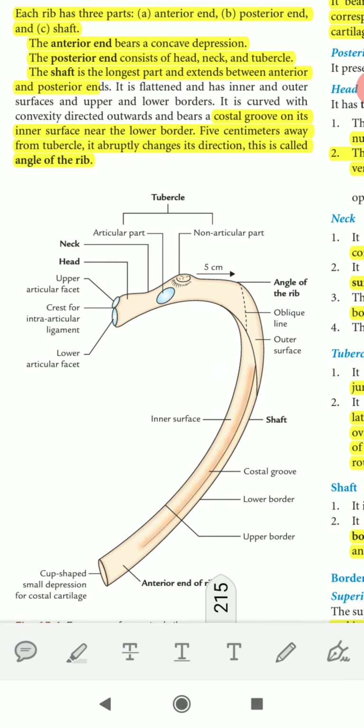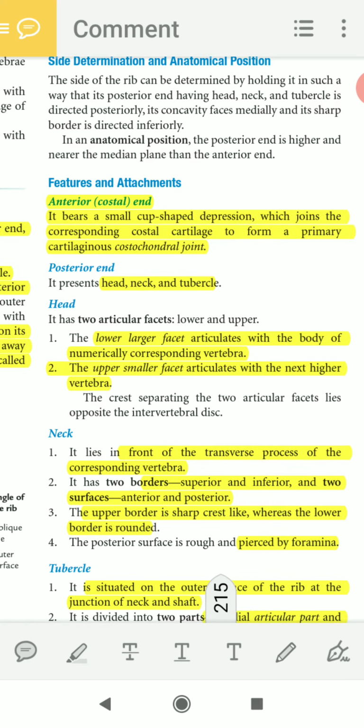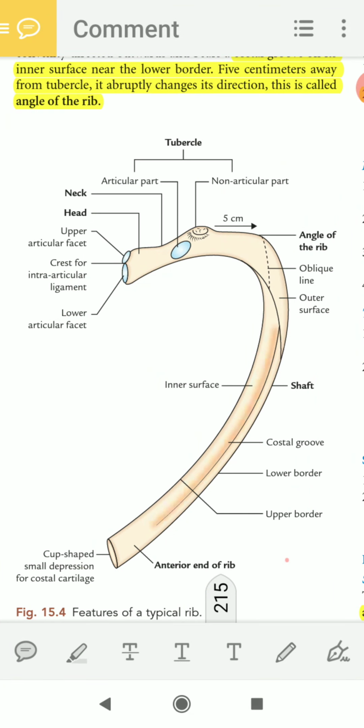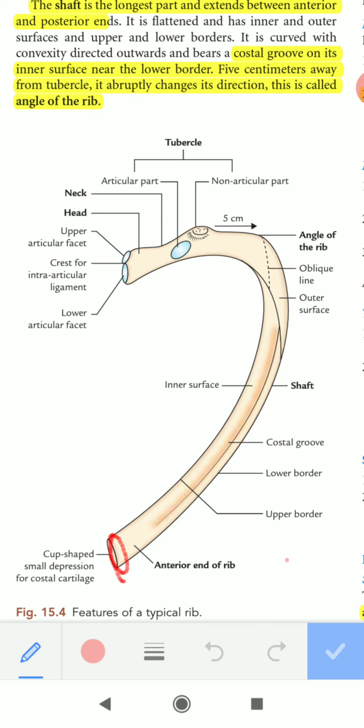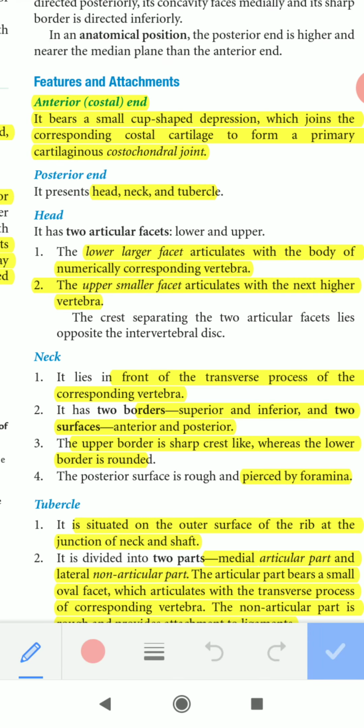Now come to the features and attachment. In the anterior end, it bears a small cup-shaped depression which joins with the corresponding costal cartilage to form a primary cartilaginous costochondral joint. Okay, so look at that, there is a cup-shaped facet or depression and it is attached with the corresponding costal cartilage and forms the costochondral joint. Now the posterior end, we already showed you that the posterior end has a head, a neck and a tubercle. Now come to the head.